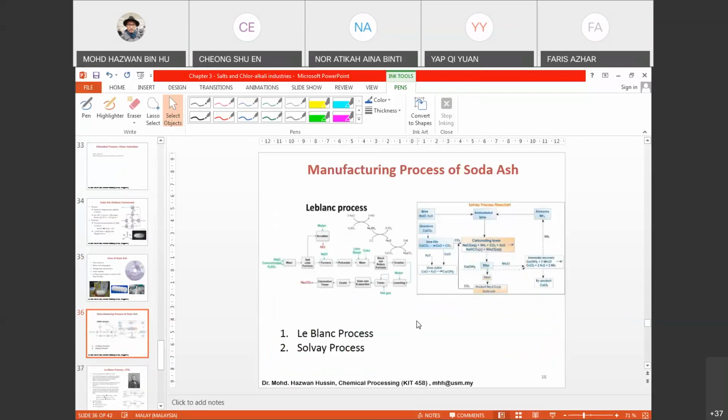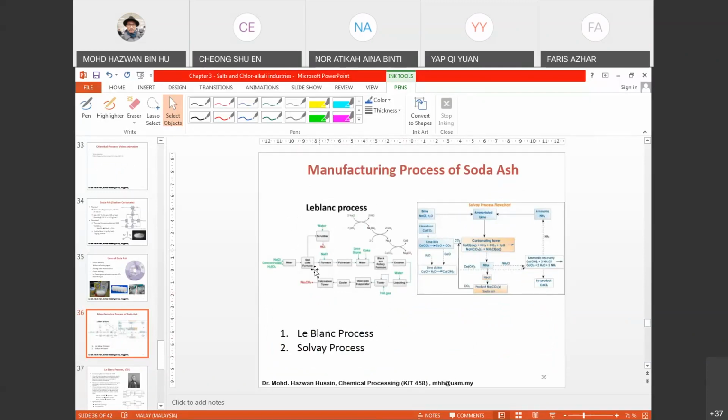There are 2 manufacturing processes for soda ash. This is important for you guys to remember. Only 2. The first one is known as Leblanc. Leblanc is actually, I think, the French name. For those who didn't know, it means white. Le Blanc, the white process.